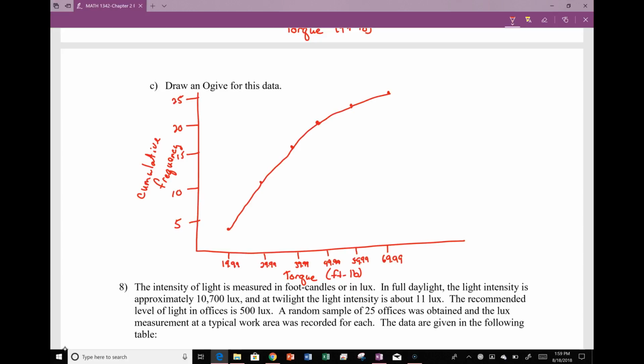And you'll notice the line graph on an ogive constantly increases, which is what it is supposed to be doing because we're talking about cumulative. We're always increasing. We can't decrease on a cumulative frequency.